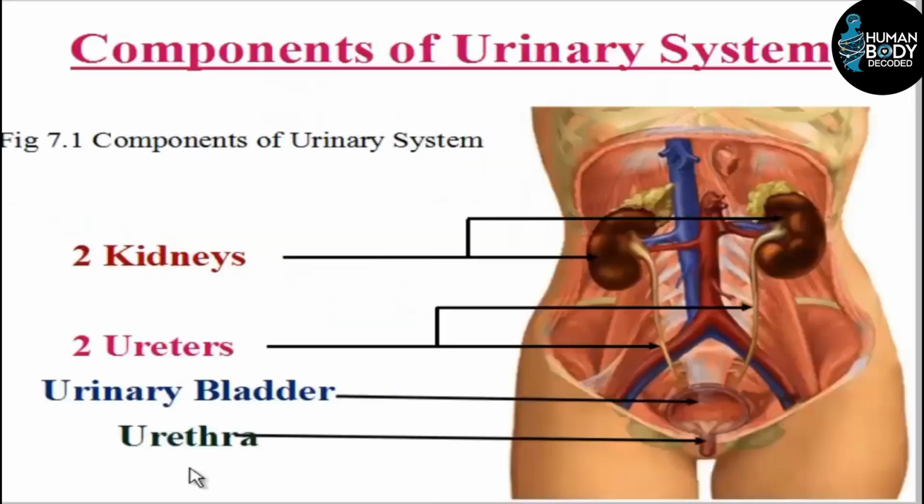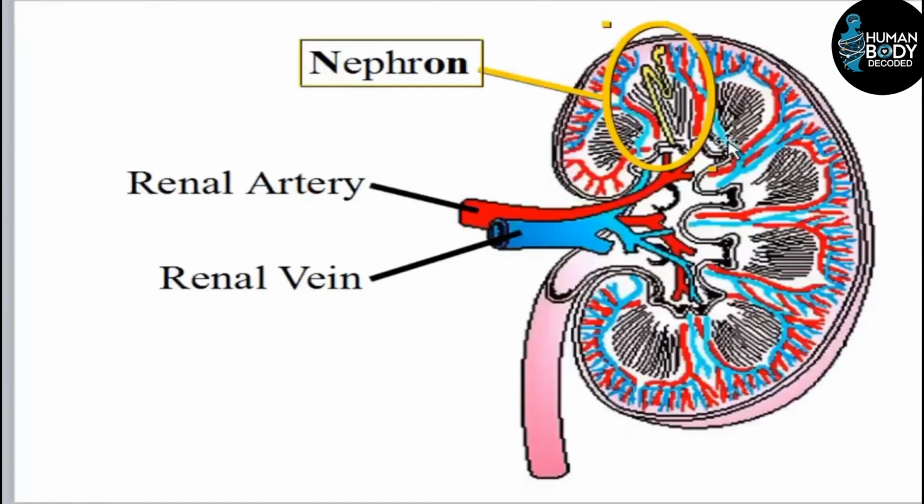We previously studied this. This is the kidney, this is the pyramids, and this is the ureter. After the ureter, the urinary bladder. The urine moves into the urinary bladder. You are now seeing the nephron. Inside it, you can see the yellow-colored nephron.